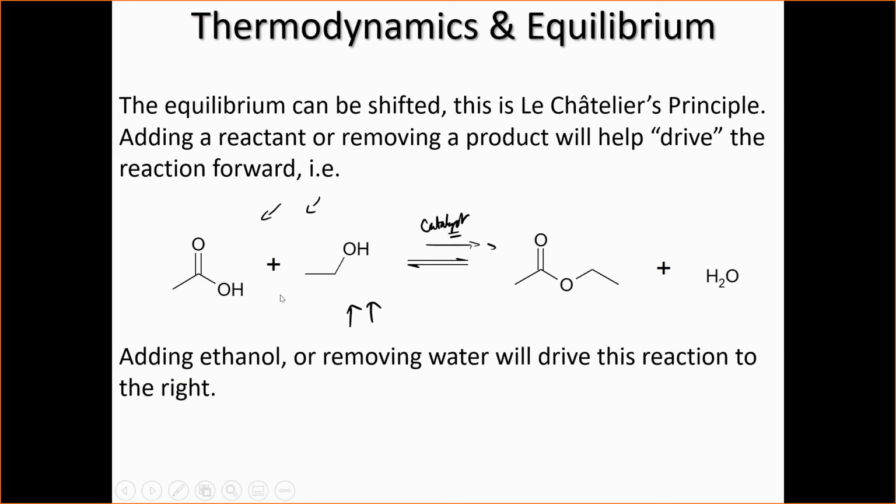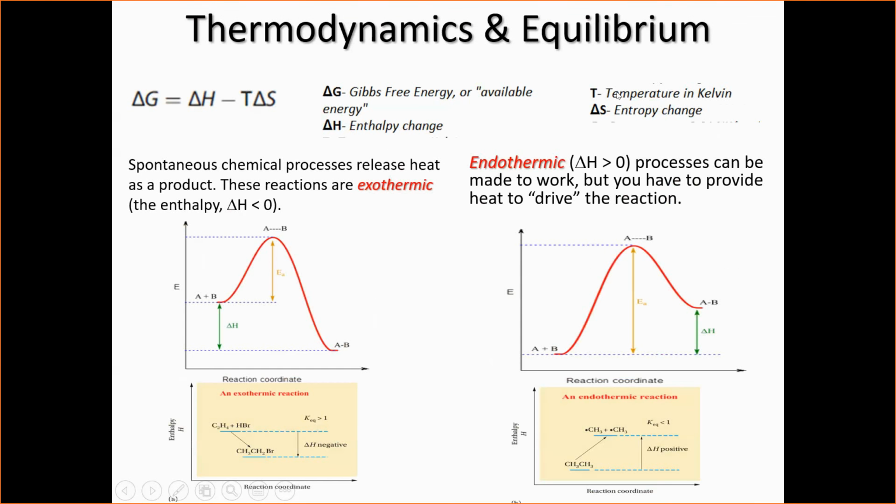So for the forward reaction, these two are the reactants. For the backward reaction, these two are the reactants. If you take out one of the components of the backward reaction, the forward reaction will again be favorable. That's what Le Chatelier's principle says.